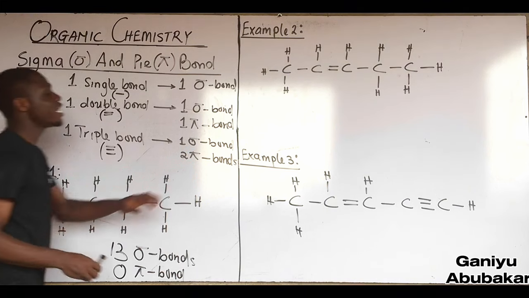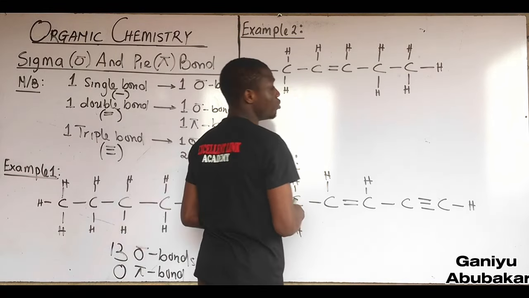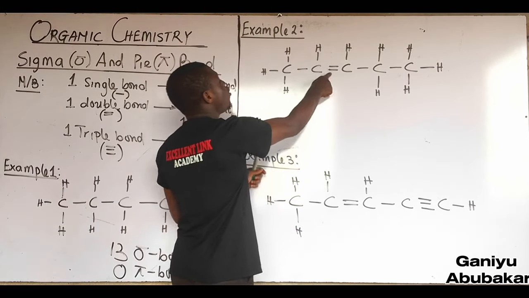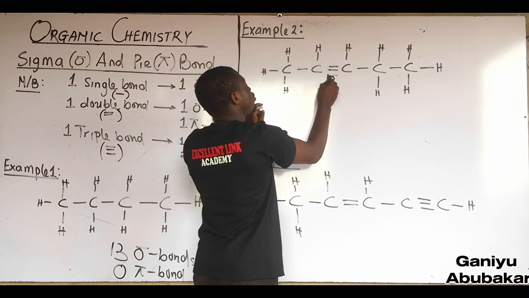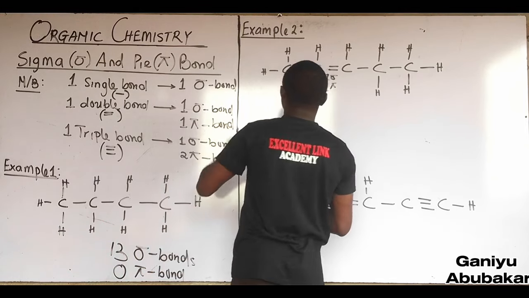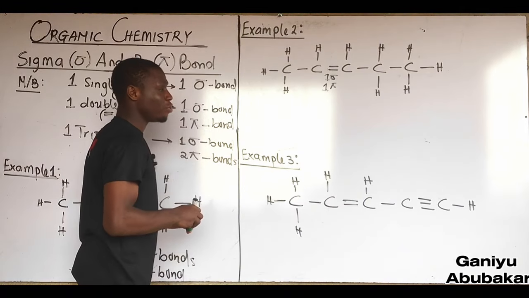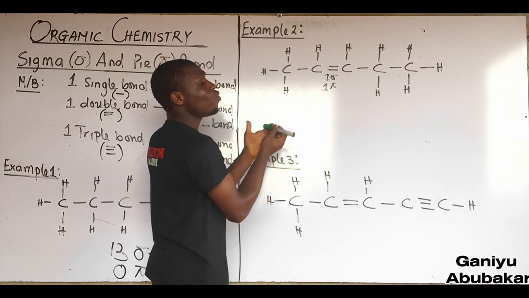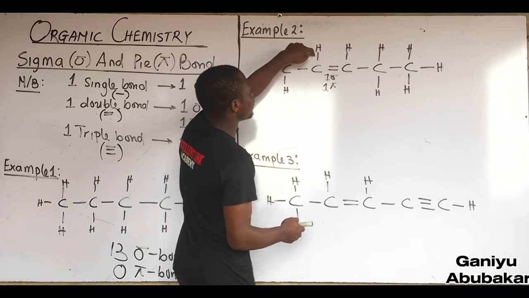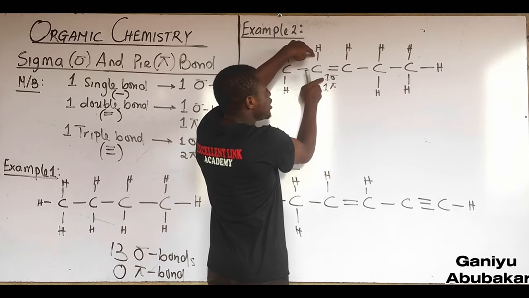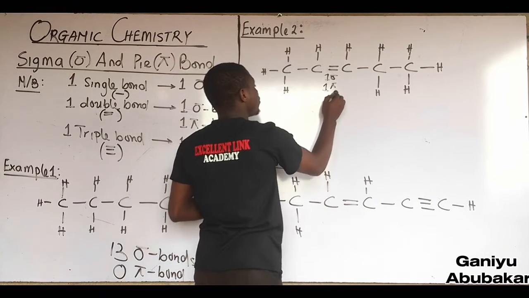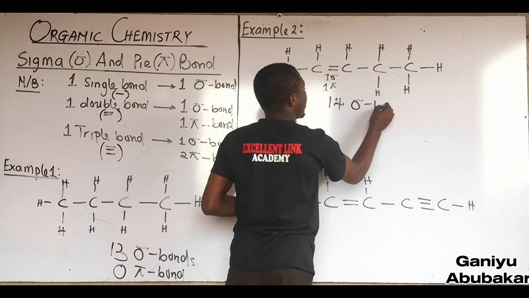All right, let's come to this one now. Let's do the total number of sigma bonds and the total number of pi bonds. First, I'm seeing a double bond here, as you can see. A double bond contains one sigma and one pi bond. Don't forget that. Let's get the total number of sigma bonds and pi bonds here. For sigma bonds, count the single bonds. 1, 2, 3, 4, 5. Sigma bond 5, this 6, 7, 8, 9, 10, 11, 12, 13, 14.